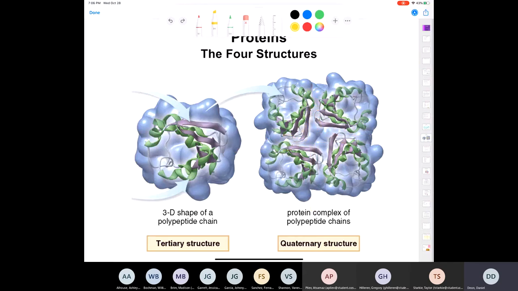Remember, the biological activity comes from tertiary and quaternary structure. Biological activity doesn't come from primary or secondary structure. No, no, no. Because if we destroy the tertiary or quaternary structure, the protein will lose its biological activity. Simple as that. All righty.